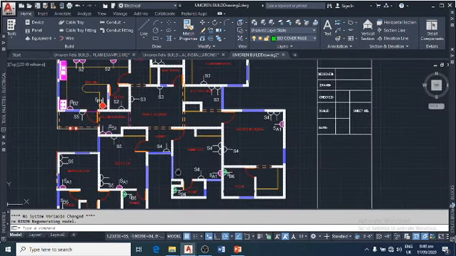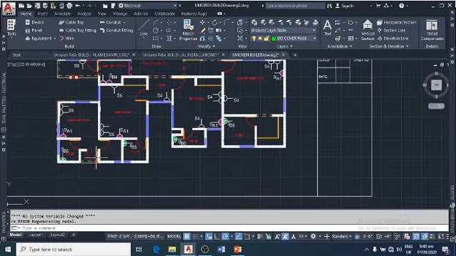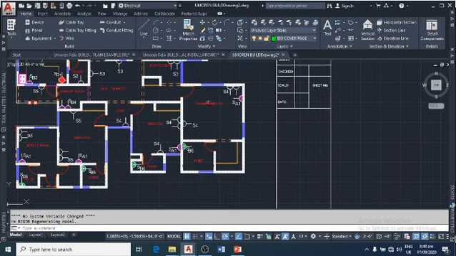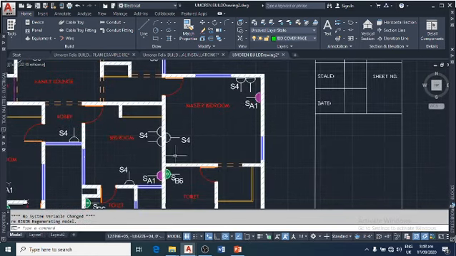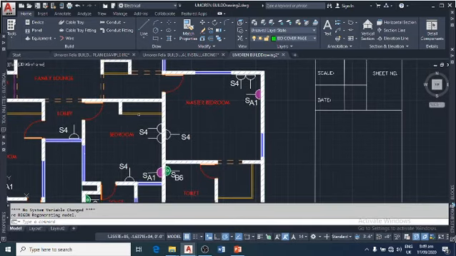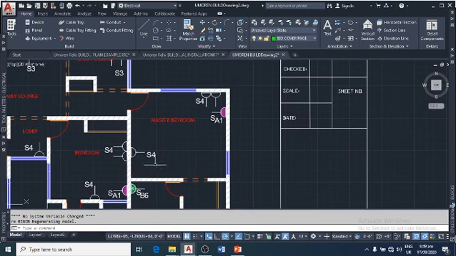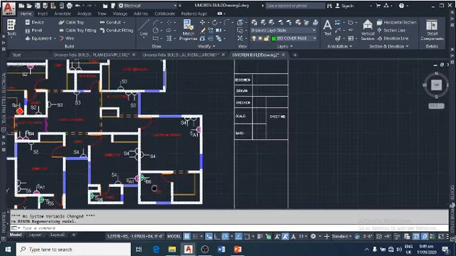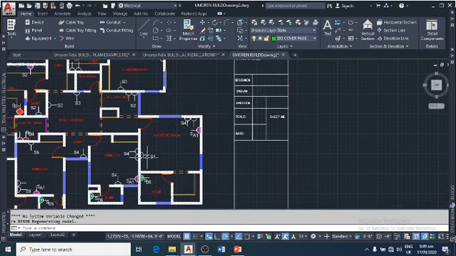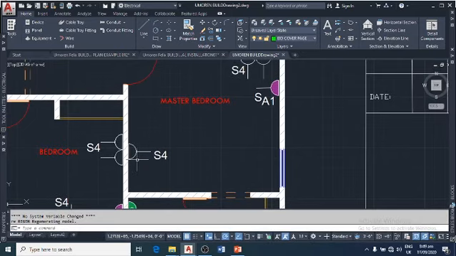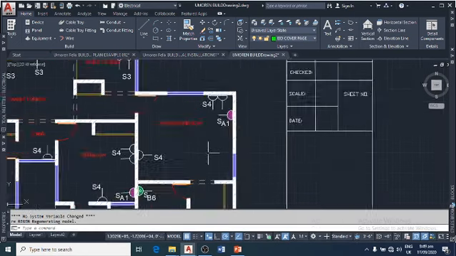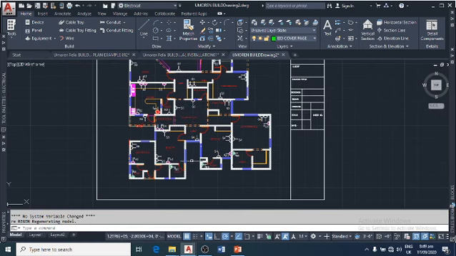Now that is how the sub-circuit operates. All the components are classified into different sub-circuits. Hence, let's assume there's some fault in the master bedroom. The master bedroom contains the S4 sub-circuit, and it has 1 point SA1 and it also has the SB6. Hence, if there's a fault on these points, they put off the S4 socket point on the MCB, and they can work on this part of the building without affecting the other part of the building.